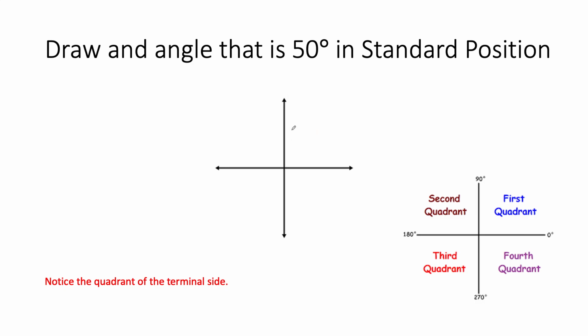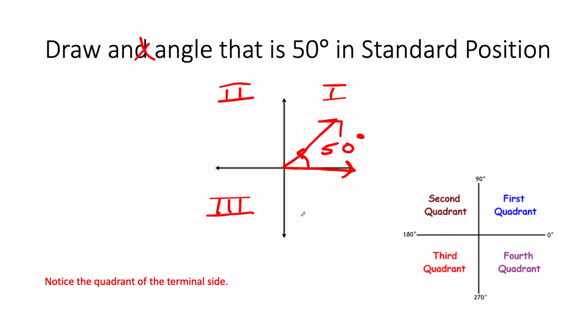Draw an angle that is 50 degrees in standard position. We start out to the right. We turn up. We'll estimate 50 degrees. Label it. Remember, this is quadrant 1. We often do these with, this is quadrant 2, this is quadrant 3, this is quadrant 4. 50-degree angle is going to be in quadrant 1, and we go from there.